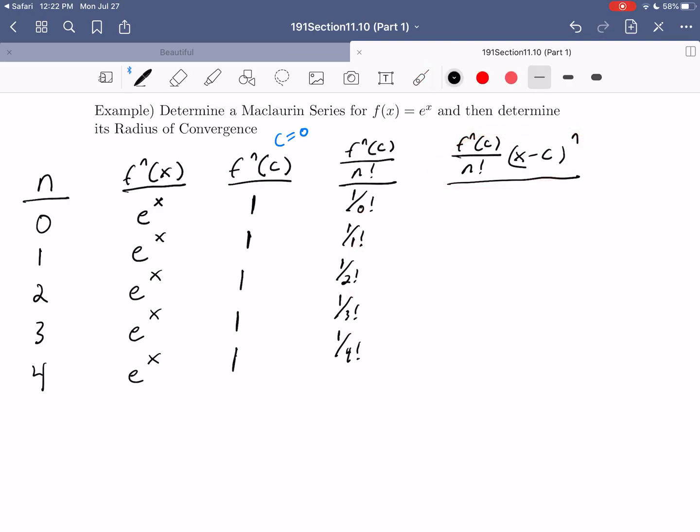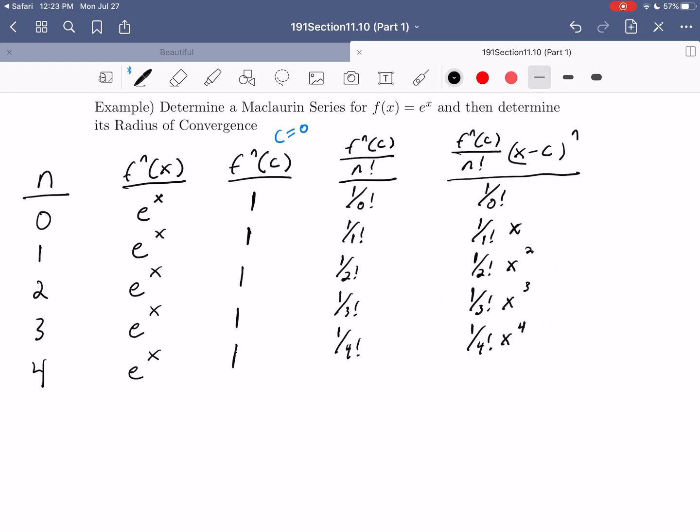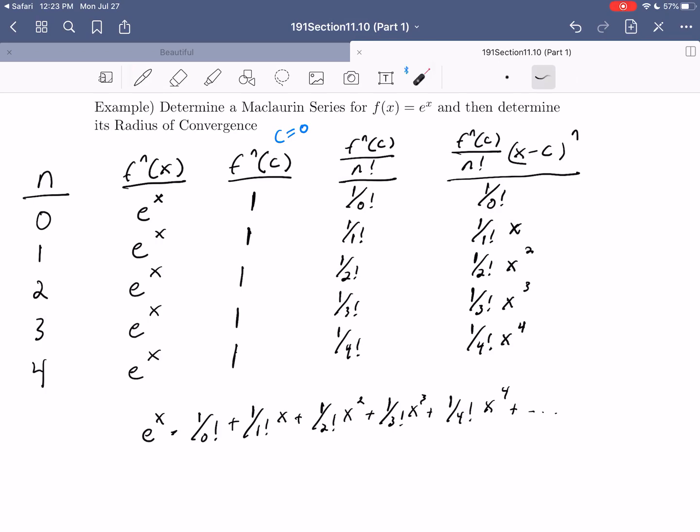Now these terms: this will be our constant term, 1 over 0 factorial. Then 1 over 1 factorial, and since c is 0, we just have x. Then 1 over 2 factorial, x squared. 1 over 3 factorial, x cubed. 1 over 4 factorial, x to the 4th. So those are our individual terms. So we could say then that e to the x is equal to 1 over 0 factorial plus 1 over 1 factorial, x plus 1 over 2 factorial, x squared plus 1 over 3 factorial, x cubed, plus 1 over 4 factorial, x to the 4th, plus dot, dot, dot. So that's what e to the x looks like.